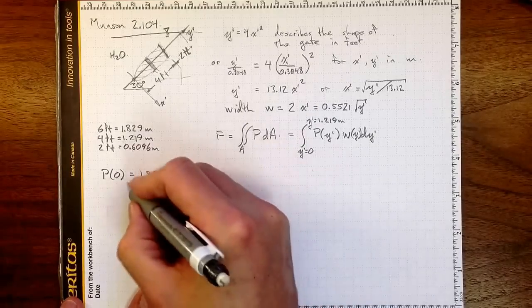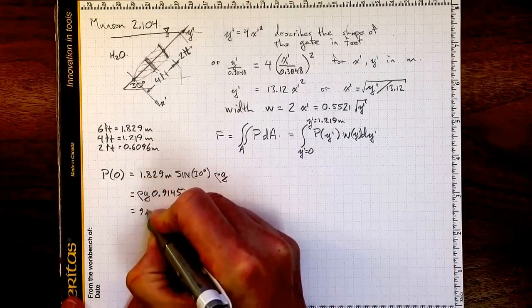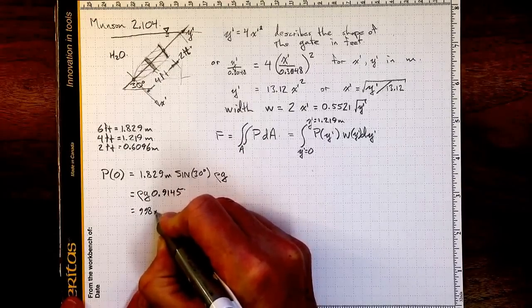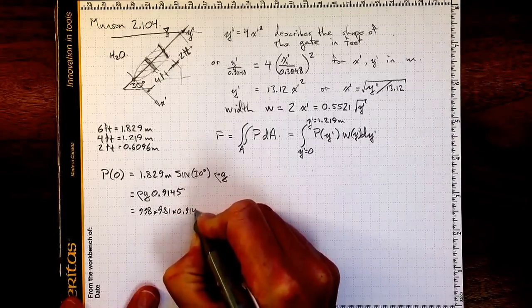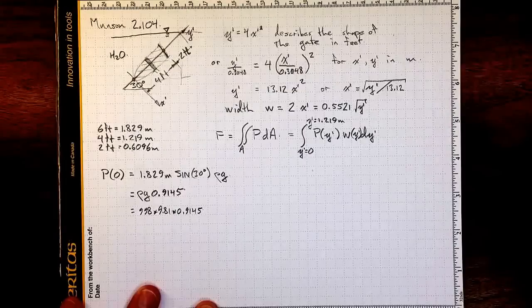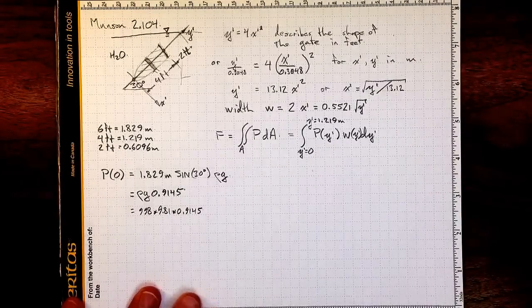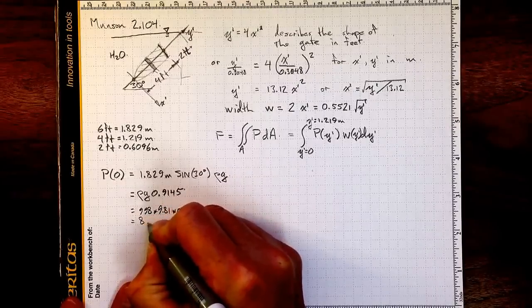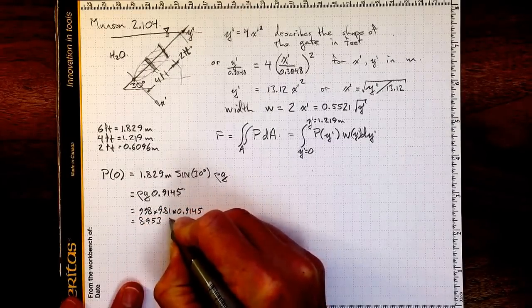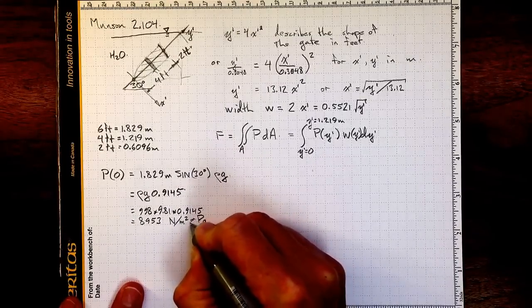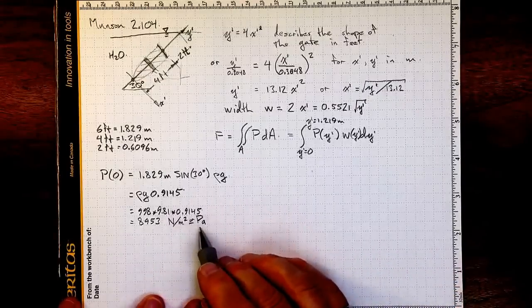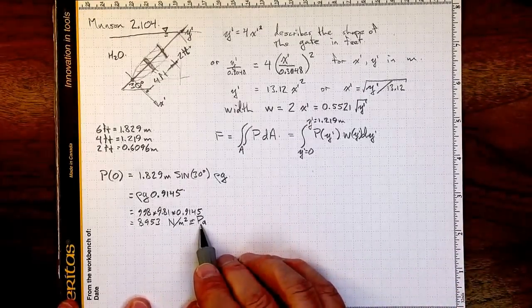If it's water with a density of 998 times 9.81 times 0.9145, that gives us a pressure of 8953 newtons per square meter, or pascals. So that's P at y prime equal to 0.